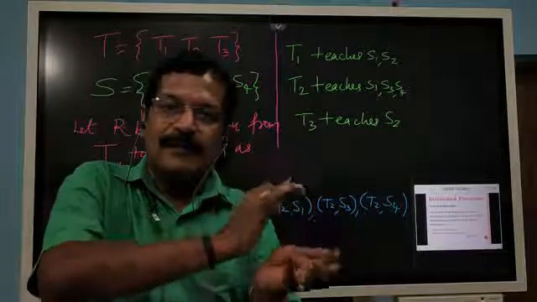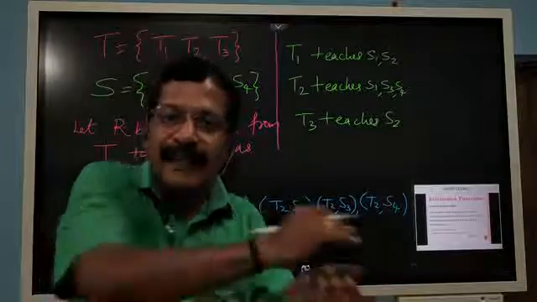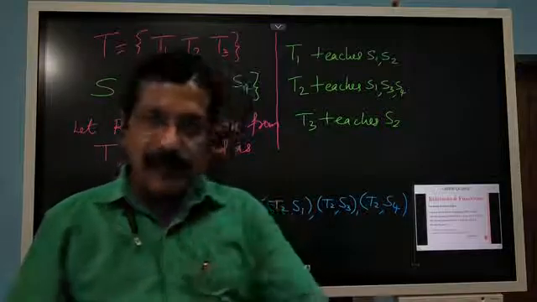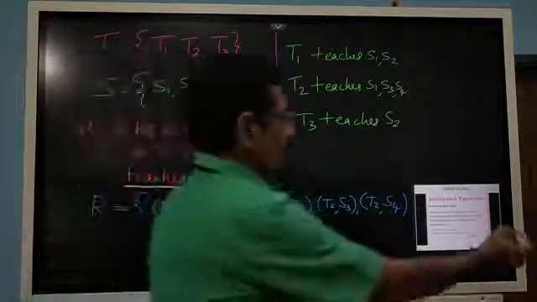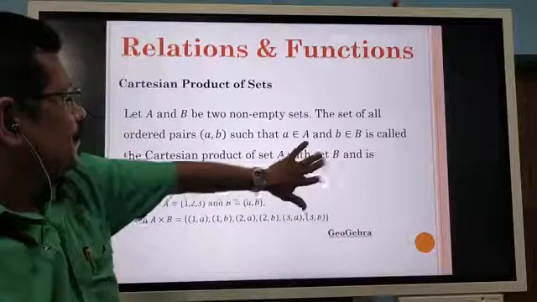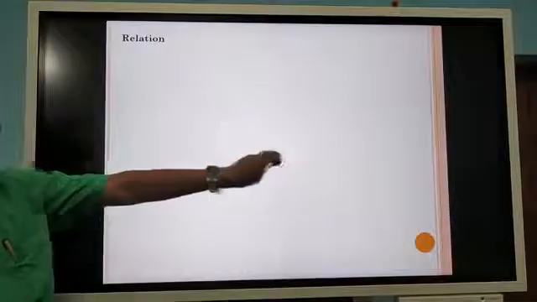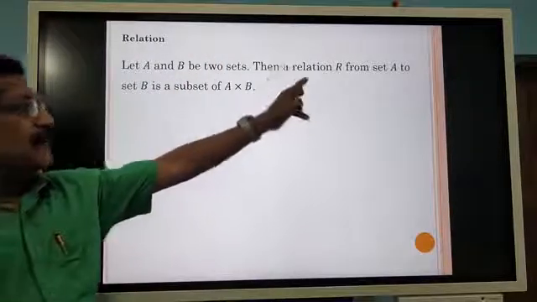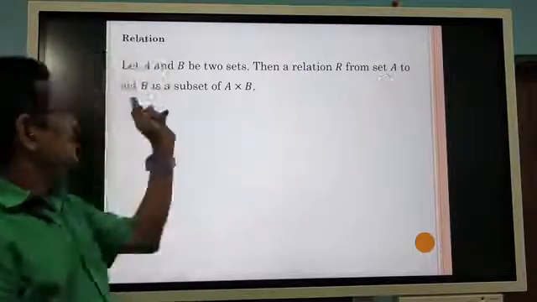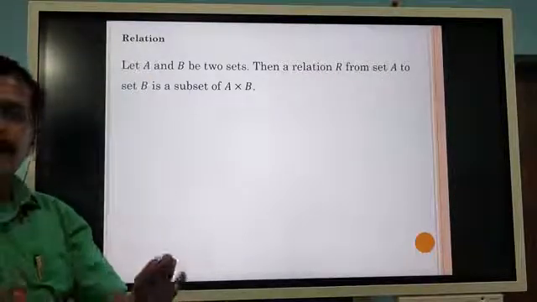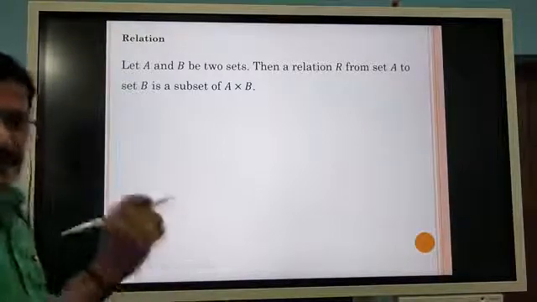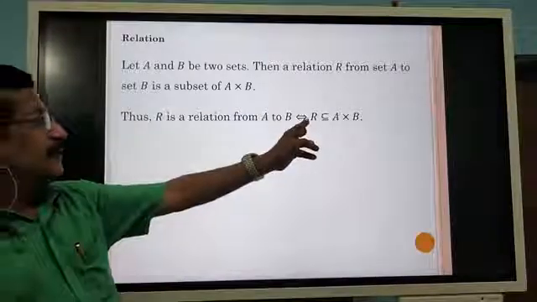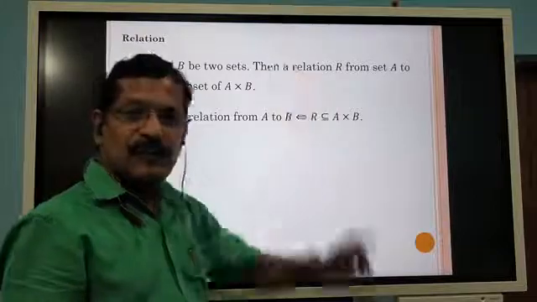So the relationship in our daily life is now connected to mathematics. That is the definition of relation. Let A and B be two sets. Then a relation R from set A to set B is a subset of A cross B. We have just discussed this. Thus R is a relation from A to B if and only if R is a subset of A cross B.